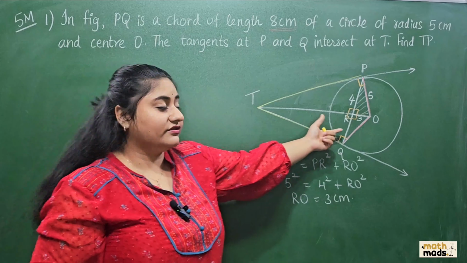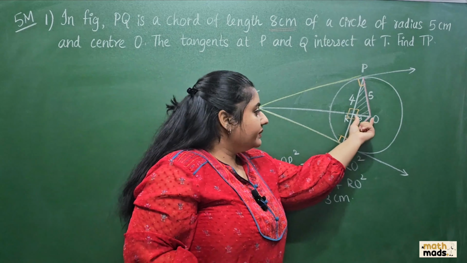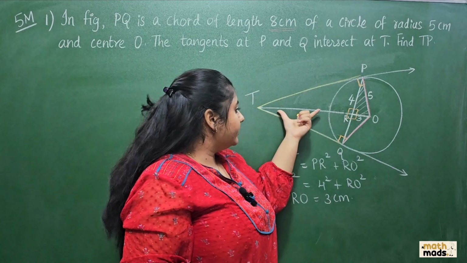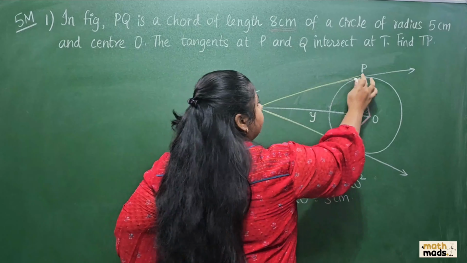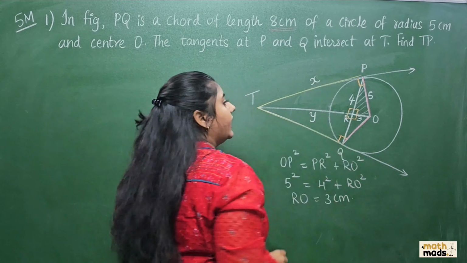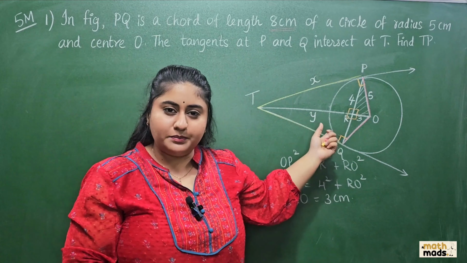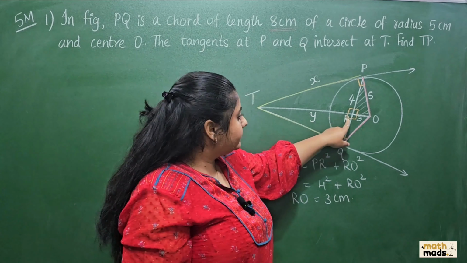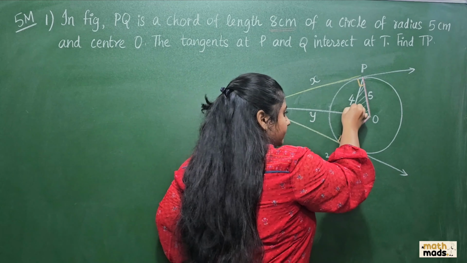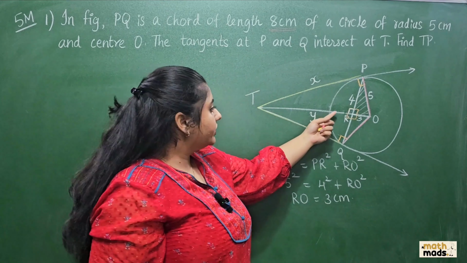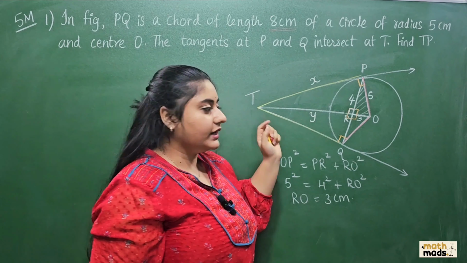Okay, now what is the use of finding this value? Let me consider this as 3 itself. Let me take TR as some value Y and TP that I'm supposed to find as X. I told you in the beginning that I'm going to apply Pythagoras theorem. So let me take the triangle RPT. This is right angled at R, right? So take the triangle. You can observe that PT is the hypotenuse.